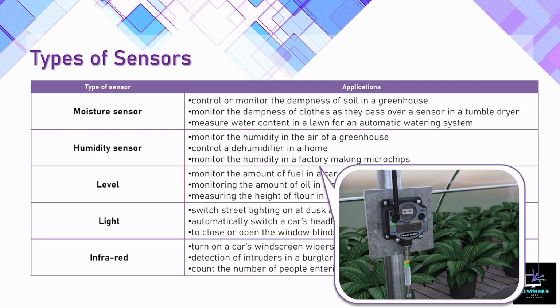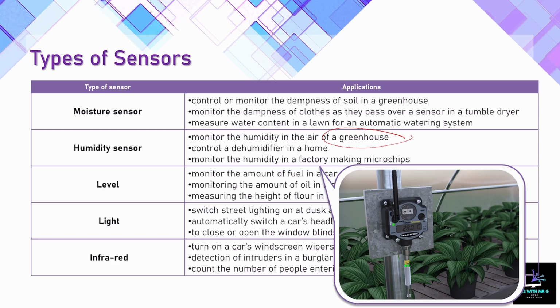Very similar to a moisture sensor, a humidity sensor will detect the humidity in the air. And again, humidity is water molecules in the air, and a sensor will determine the humidity levels of the air that it's in. A couple of examples here. In a greenhouse, again, measuring the humidity for plants, or even in your home. And if your home becomes too humid, a dehumidifier could turn on and start to dehumidify the air.